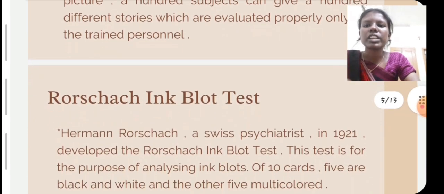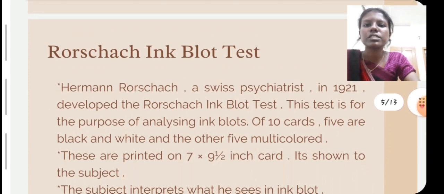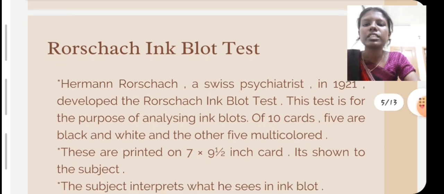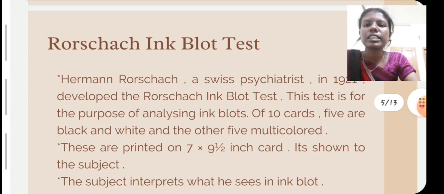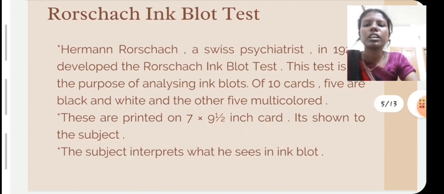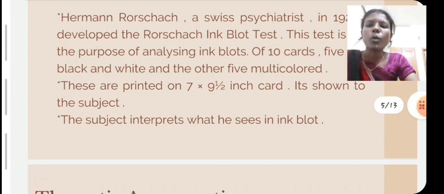Then we see the Rorschach inkblot test. Hermann Rorschach, a Swiss psychiatrist, developed the Rorschach inkblot test in 1921. This test is for the purpose of analyzing the inkblots. It consists of 10 cards, 5 are black and white and the other 5 multicolored. These are printed on 7 by 9 cards. It is shown to the subject. The subject interprets what he sees in a blot.